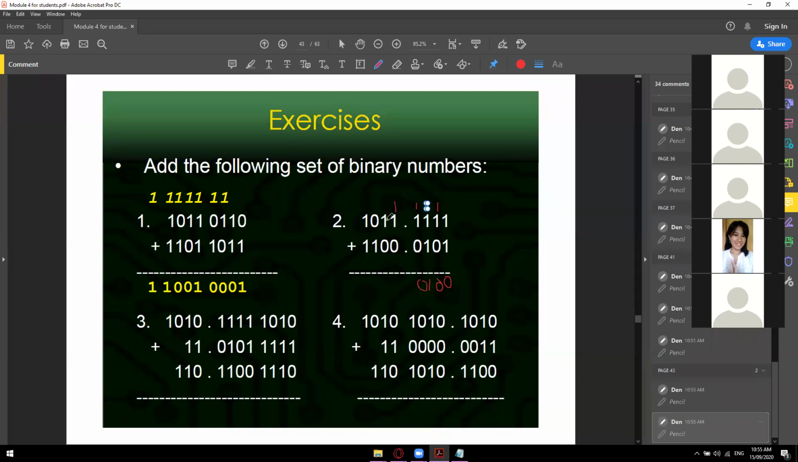1 plus 1 is 10. Carry 1, bring down 0. 1 plus 1 is still 10. Carry 1, bring down 0. And then 1 plus 1 is also 10. So carry 1, bring down 0. So 1 plus 1 plus 1. Carry 1, bring down 1. And then since wala nang katuloy, so bring down the carry. So you will get 1, 1, 0, 0, 0, 0, 1, 0, 0.